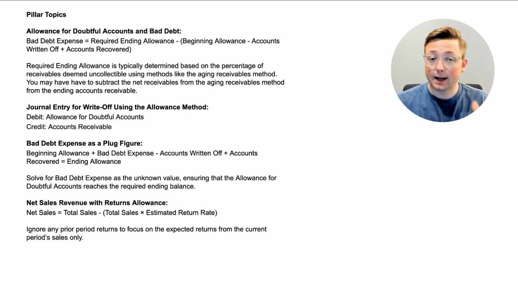That's something that you might have to figure out so that you can figure out what the bad debt expense is. The required ending allowance is typically determined based on the percentage of receivables being deemed uncollectible using methods like the aging receivables method, or maybe you'll even be given the accounts receivable at the end of the year and the percentage that they're expecting to not receive. So that would be the allowance for doubtful accounts at the end of the year. You might have to do different things like that to figure out the required ending allowance.